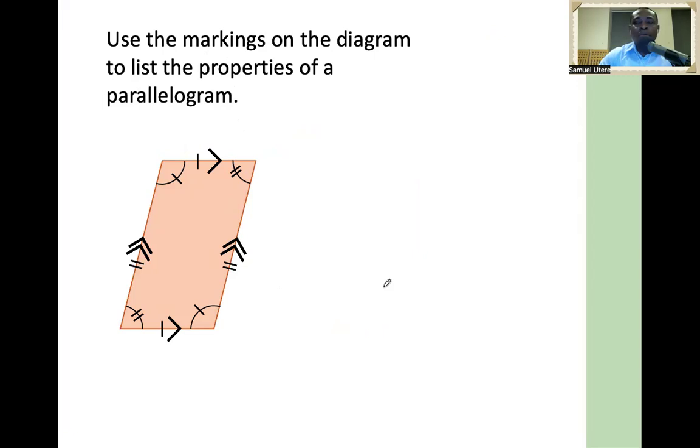Well, if you are asked to use the markings on the diagram to list the properties of this parallelogram, what would you come up with? Have a think. Well, here are some of the properties. First, we would say it has two pairs of parallel sides. So this is one pair of parallel sides. You can see the markings here, and these are parallel sides as well.